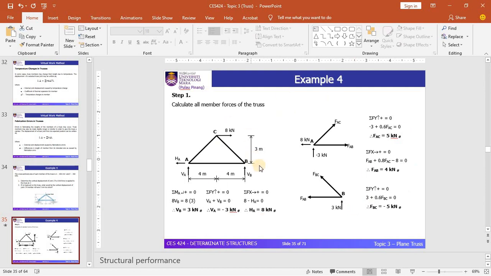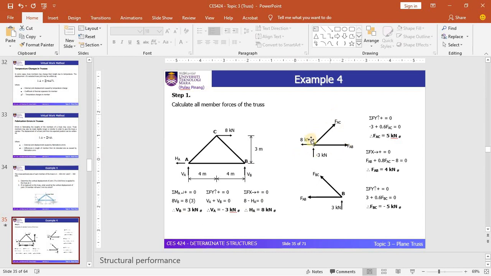What you can see in this slide is the real diagram, with the applied load of 8 kilonewton. As usual, you need to find all the reaction forces at the support. I don't want to discuss this in detail. You can see here the values of reaction at the support, and you can proceed to calculate all the internal forces in the members by using the method of joints.